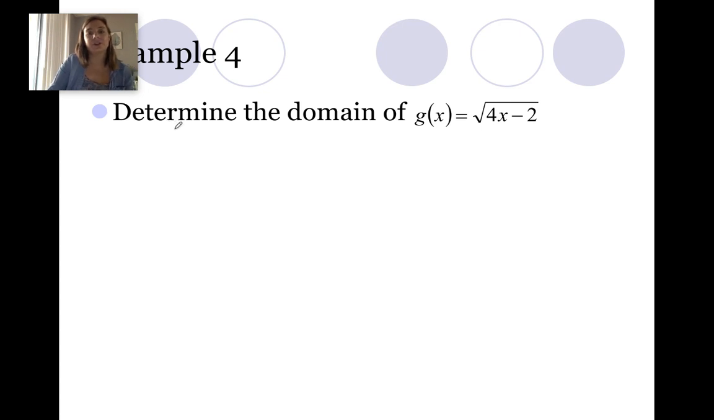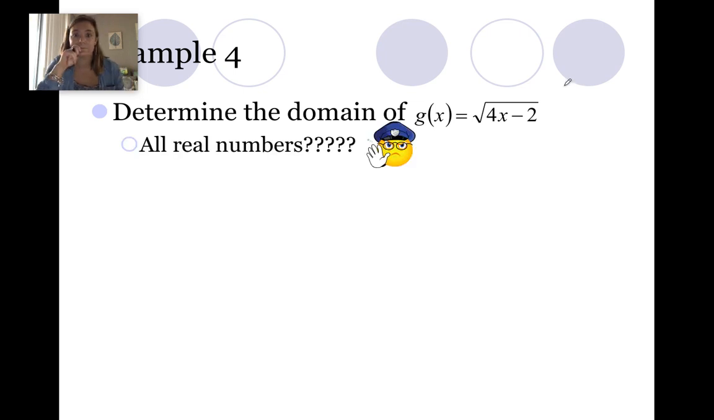To determine the domain of g of x equals the square root of 4x minus 2. Is it all real numbers? Can x be anything? No, right? Oh, can't take the square root of a negative.